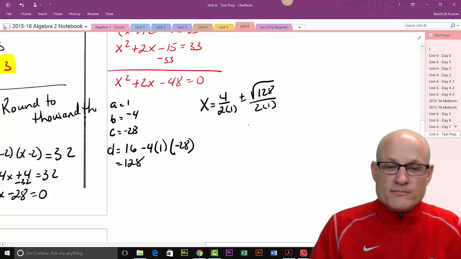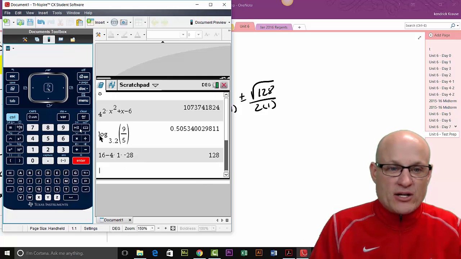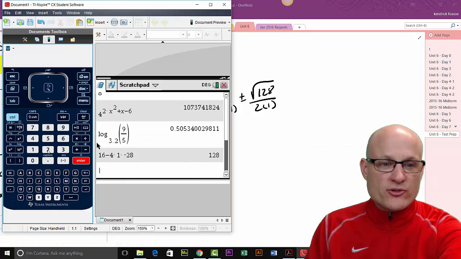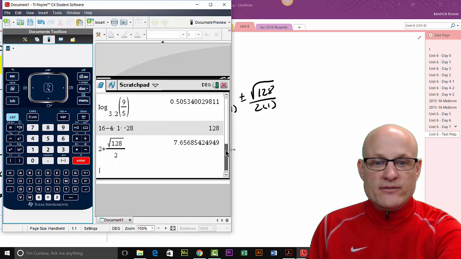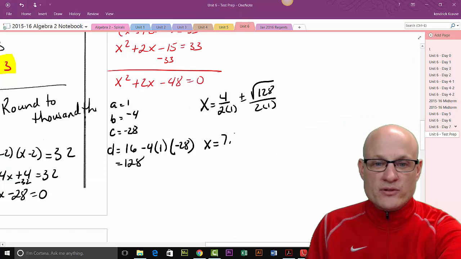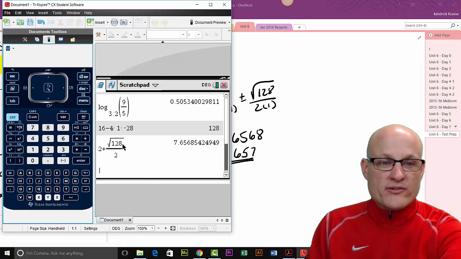Now, I don't have to simplify this. At this point right now, I said to the nearest thousandth. I just grab my calculator. So I do 4 over 2, so that's just 2, plus the square root of 128 divided by 2. 7.6568. And I said to the thousandths place, so this one is x equals 7.657. And then the other one would be the same exact thing, except we'll just do a minus.